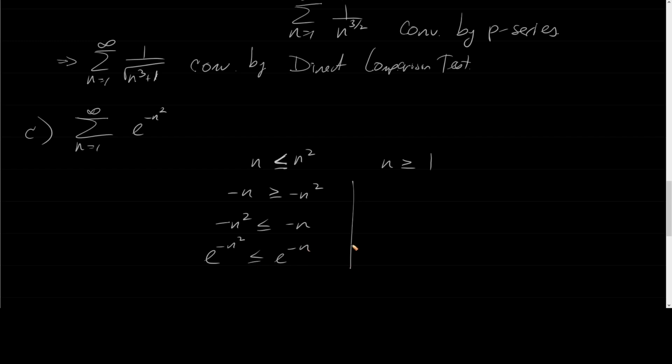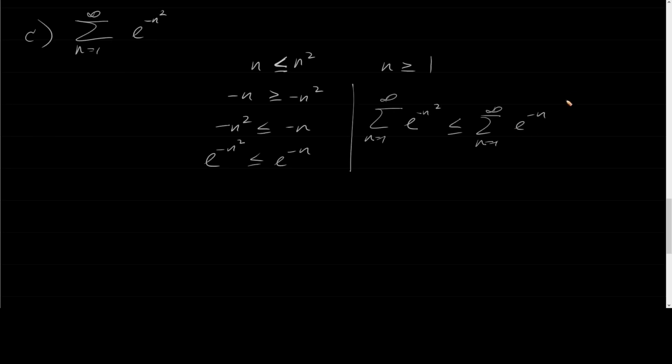Which again, we want that because now we can say that the summation from 1 to infinity of e to the negative n squared would be less than or equal to the summation from 1 to infinity of e to the negative n. And now what do we do with that? Well, let's look at that series. The series from n equals 1 to infinity of e to the negative n would be the same thing as the series from n equals 1 to infinity of 1 over e to the n, which is geometric.